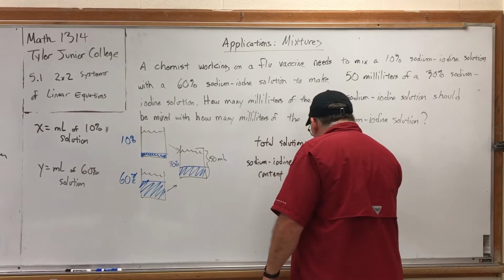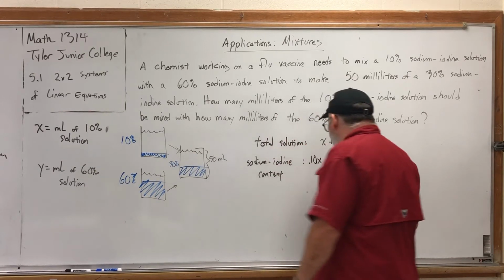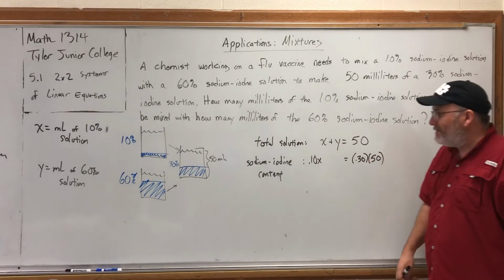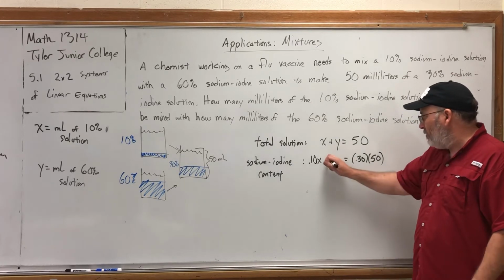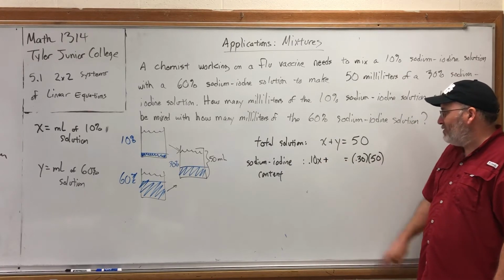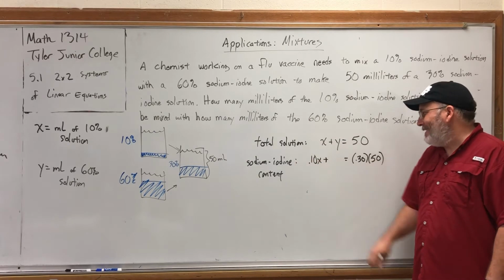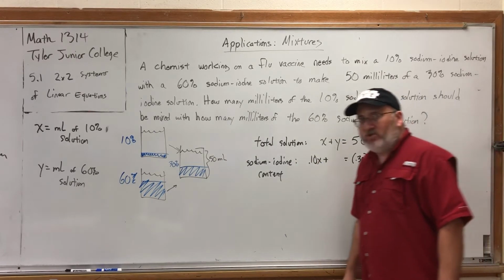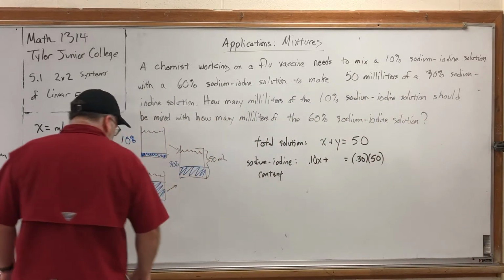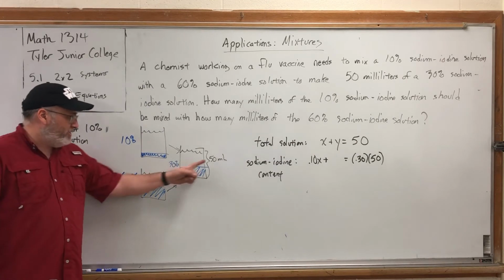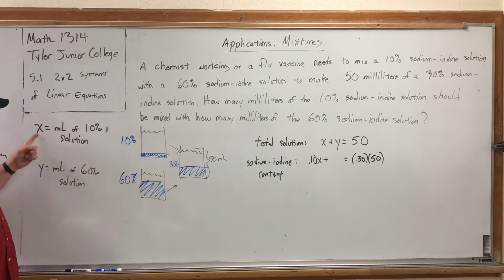So in other words, 0.10X represents the sodium iodine content that I will get from the first solution. How can I represent the sodium iodine content from the second solution that I'm mixing? Same thing, 30% times 50, 10% times X, 60% times Y.